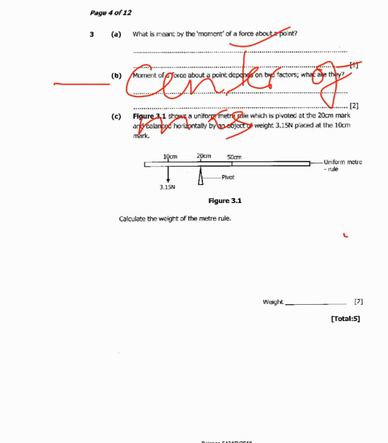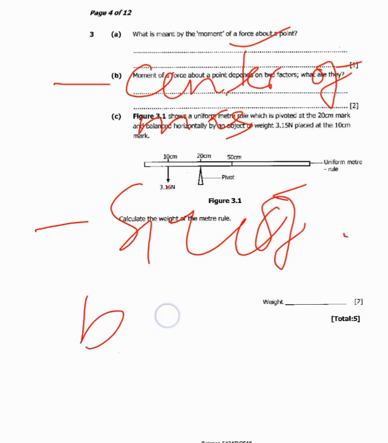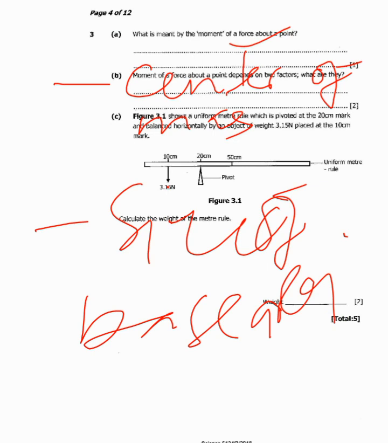Then the second point is the size of the base area. The size of the base area is also a factor on which moment depends for a particular object to be at equilibrium, or for a particular object to balance. So these are the two factors that the moment of a force is going to depend on: the center of mass and the size of the base area. I hope that one is very clear.